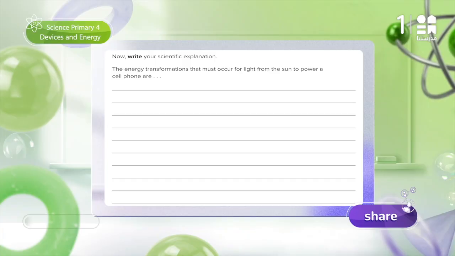Do not forget to talk about how the sun is the main source of the different types of energy. And remember to record the transformations that happen to the sun's energy to power the devices that we have, including the cell phone. Don't forget to explain in your explanation that the sun is the main source of energy.